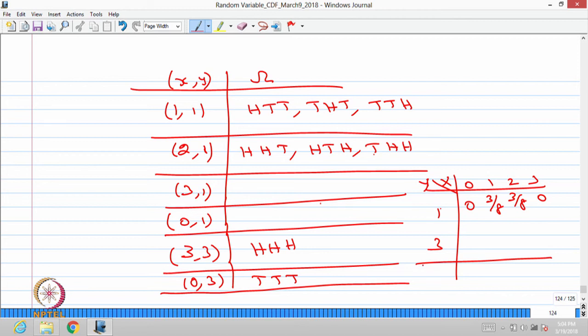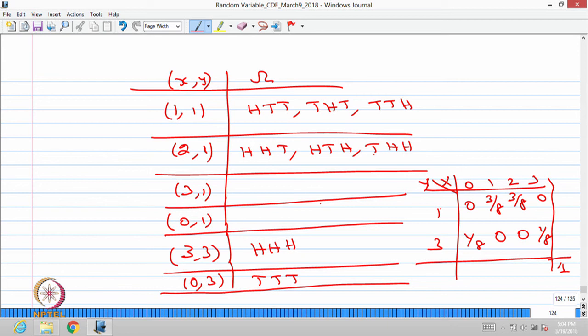Similarly, 0 comma 3, there is only one possibility, so 1 by 8. 1 comma 3, there is no possibility, therefore it's 0. And 2 comma 3, there is no possibility, therefore that's also 0. And 3 comma 3, there is only one possibility, therefore 1 by 8. If you add all the values, 3 by 8 plus 3 by 8 plus 1 by 8 plus 1 by 8, that is going to be 1.